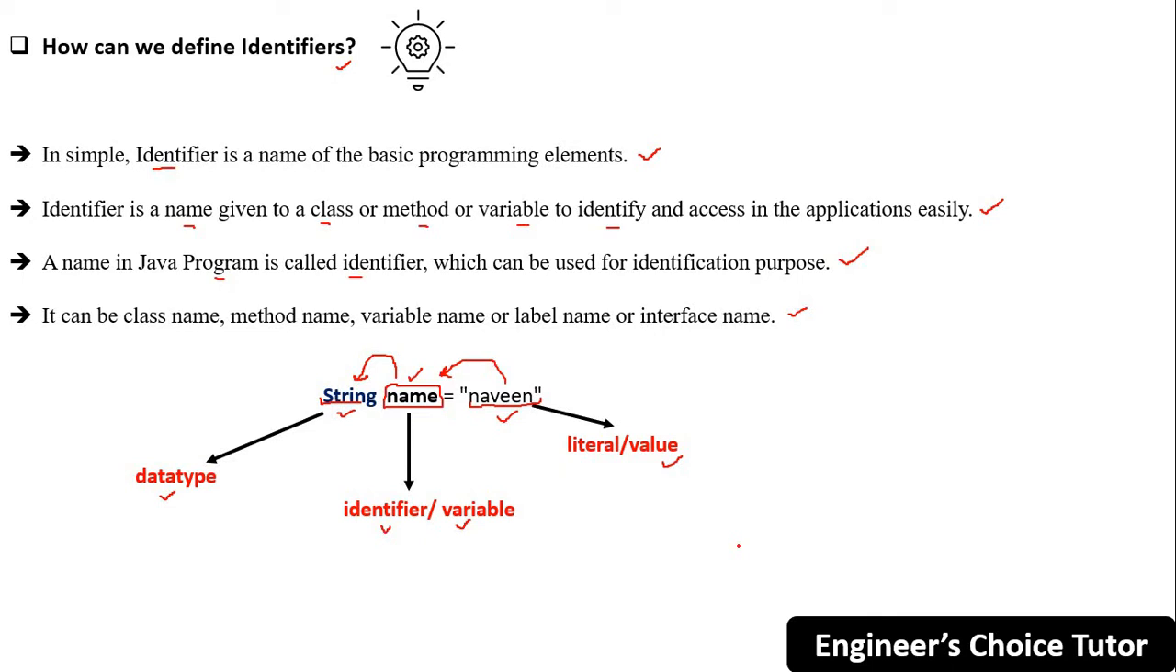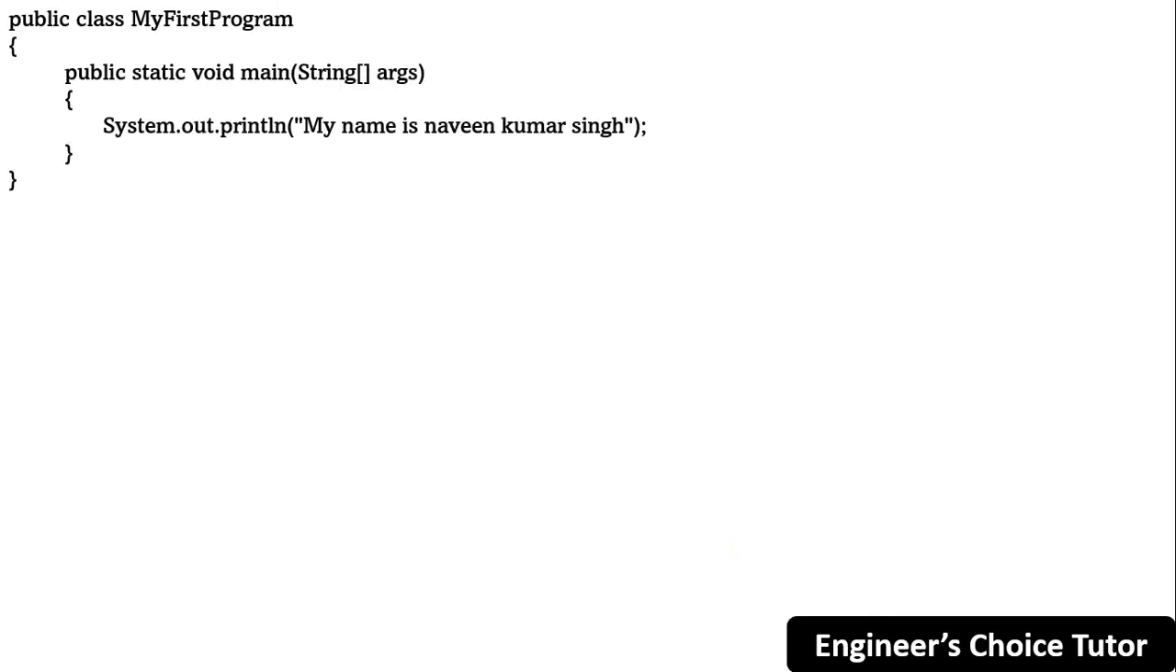Let's see one example. We have this example: class MyFirstProgram, public static void main(String args), System.out.println("My name is Naveen Kumar Singh"). What I want to know is how many identifiers are present in this program. So identifiers are basically a name of a class or a method or a variable or label name or interface name, right? So let's consider this definition and try to figure out how many identifiers are present in this. You have to figure out that thing.